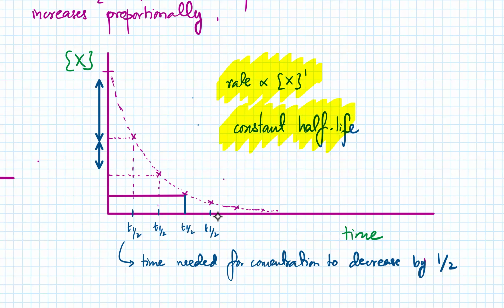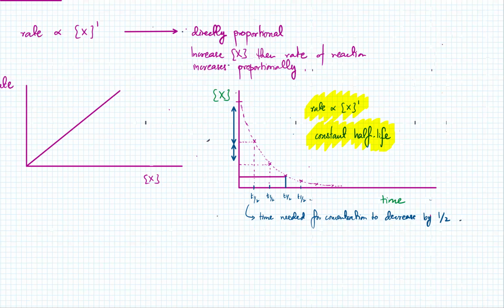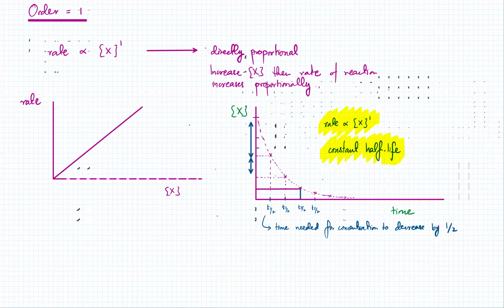Okay, because the reaction keeps on slowing down. So that's your typical first order reaction. And to identify a first order reaction, you can just measure the half-life, how much time it requires for the concentration to decrease by half. If every time it's always the same, that means it's first order. That means the reactant concentration and the rate of reaction are directly proportional. Okay, first order, is this clear?